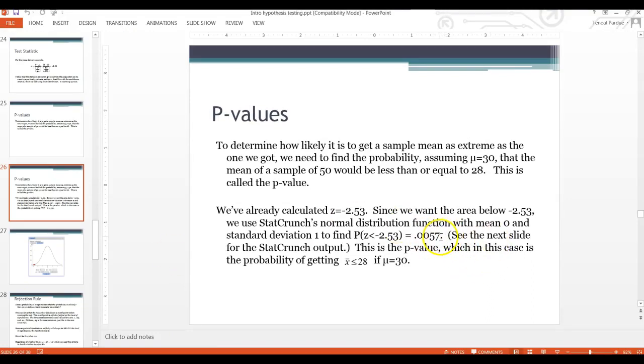So our p-value is 0.0057. Which again is how likely it is that we would get an x bar as low as the one we got if indeed mu is equal to 30. So the question is, is that likely? Well, according to the rare event rule, it's very unlikely.